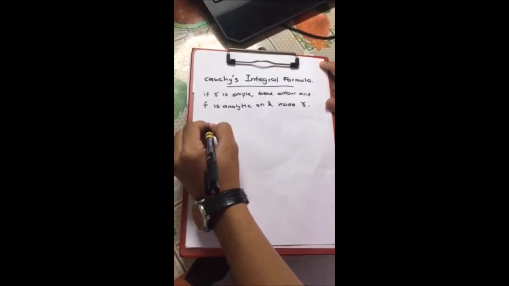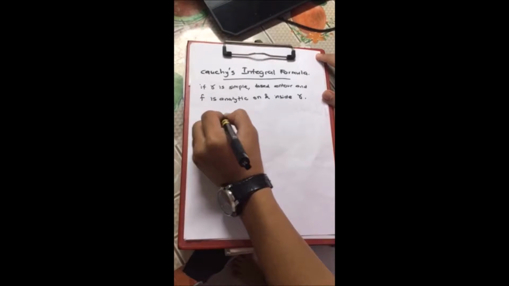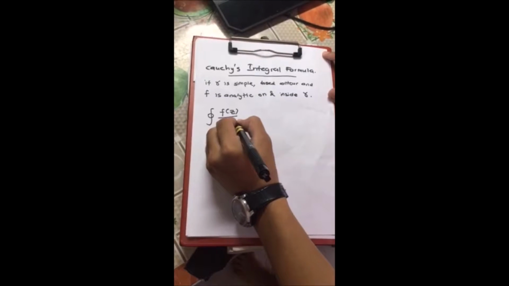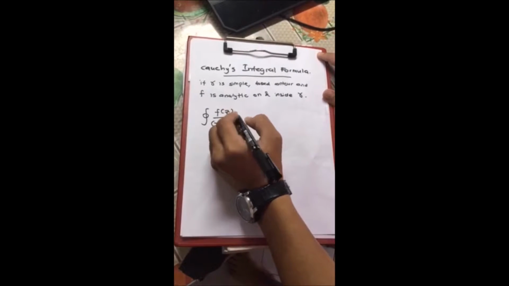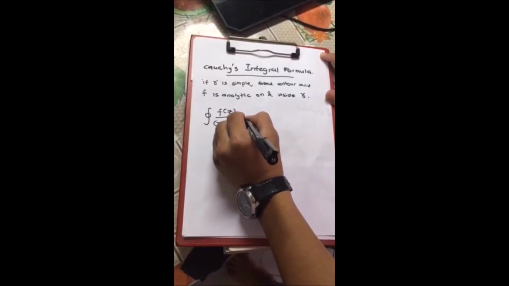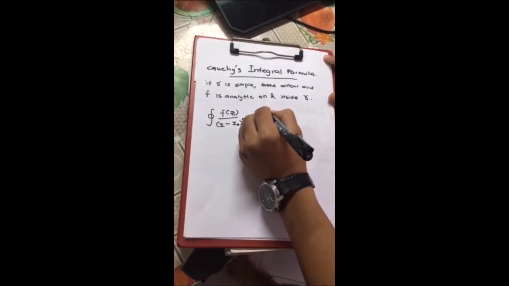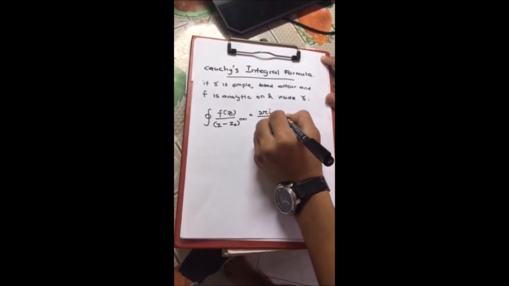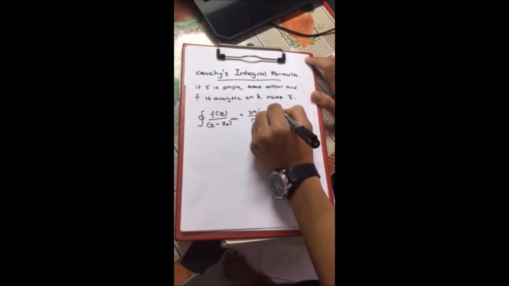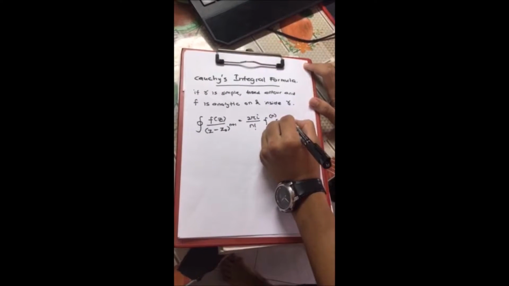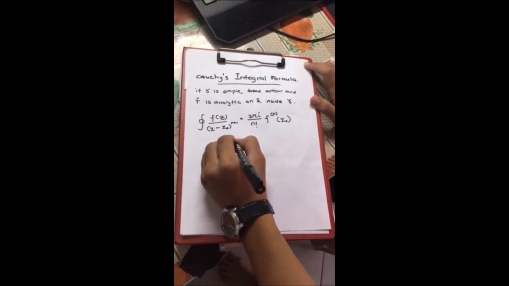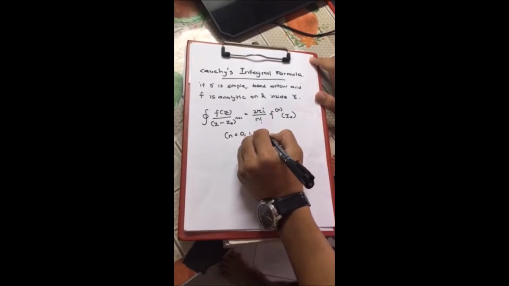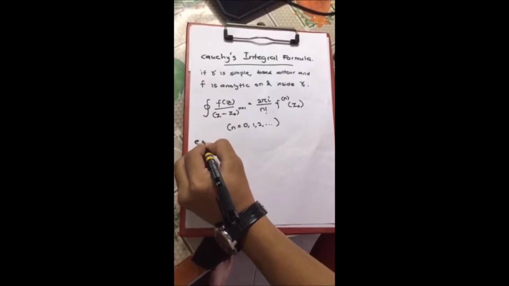Okay, Cauchy's integral formula. The formula is the integral of f(z) divided by (z minus z naught) to the power n plus 1, equal to 2 pi i over n factorial times f^(n)(z naught), and n must be 0, 1, 2 and so on. Okay, we go to the first example.